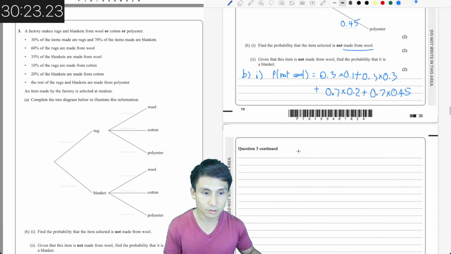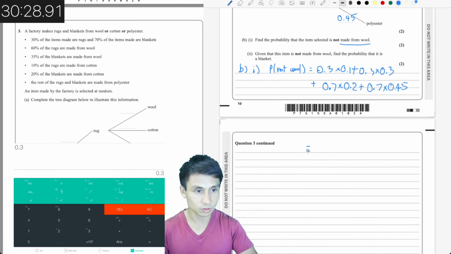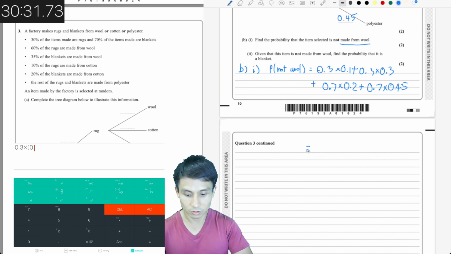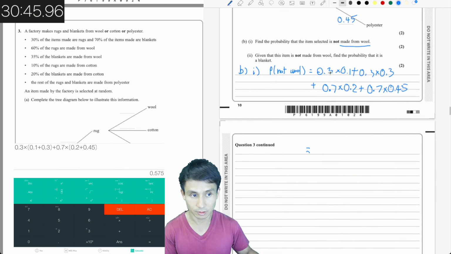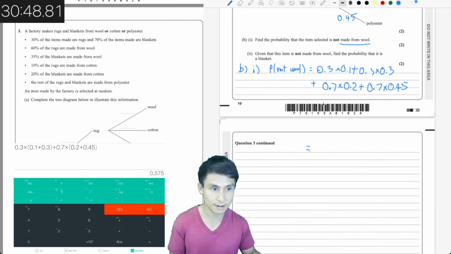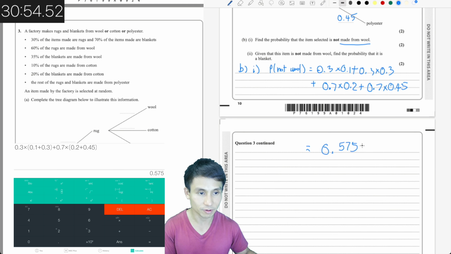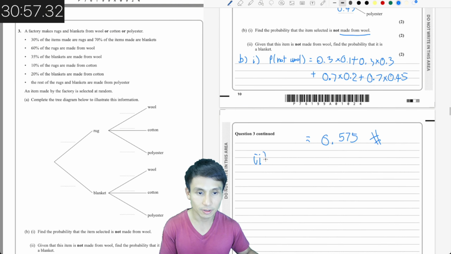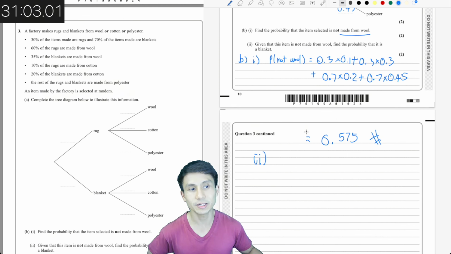Okay, so we're just going to put that in a calculator. 0.3 times 0.1 plus 0.3 there, just to make it a little faster. And then 0.7 times 0.2 plus 0.45. I think I'm happy with that. Just checking everything. So the answer is 0.575 for BI.